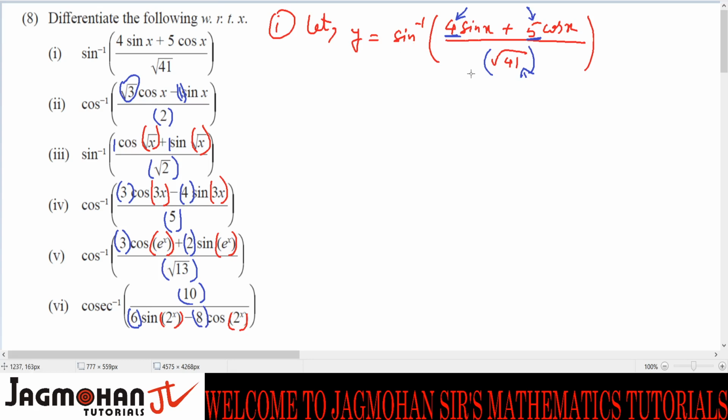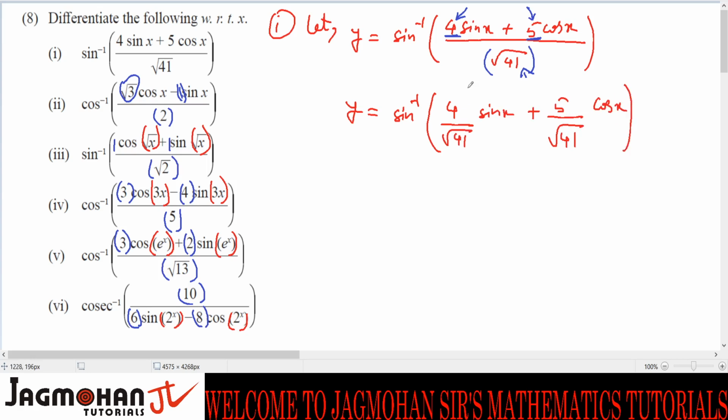The first one here: sine inverse of (4 sine x plus 5 cos x) upon root 41. What is the next step? I write y equals sine inverse of, and I split the denominator. So this will become 4 upon root 41 times sine x plus 5 upon root 41 times cos x.